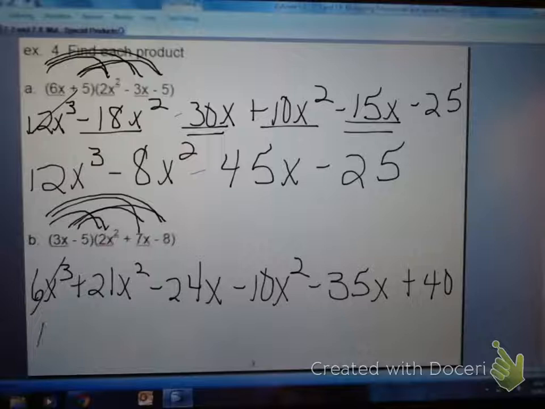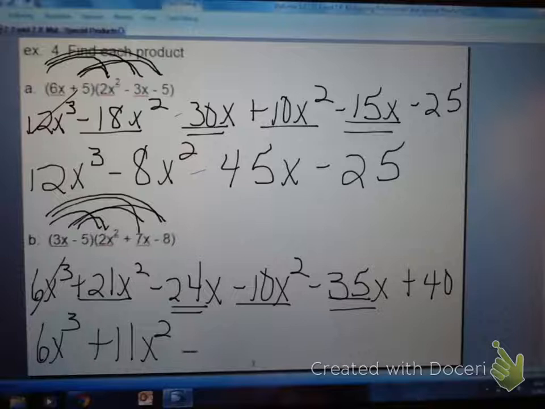I don't have anything to combine the 6x cubed with, so I bring it down. 21x squared and a negative 10 is a positive 11x squared. Negative 24 and a negative 35 is a negative 59x. Bring down the plus 40.